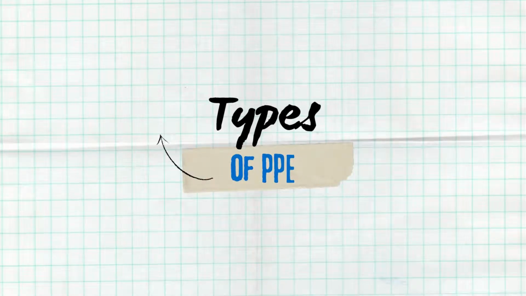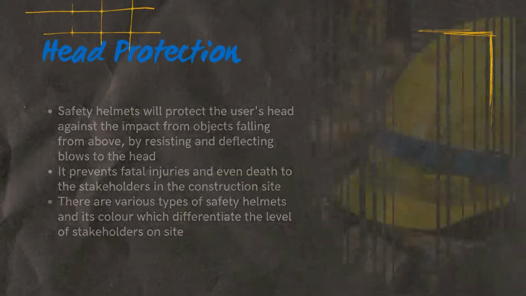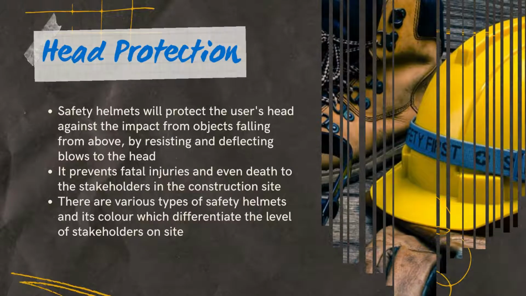Next, we're going to take a look at the types of PPE. Okay, first we have head protection. One example of head protection is the safety helmet.